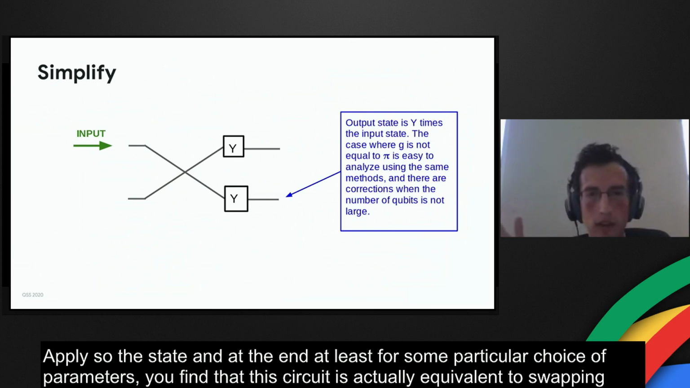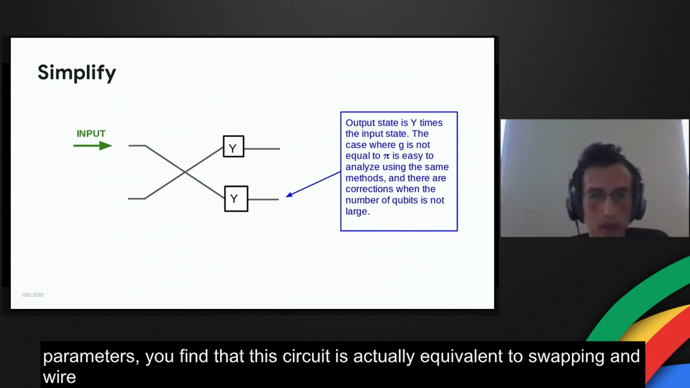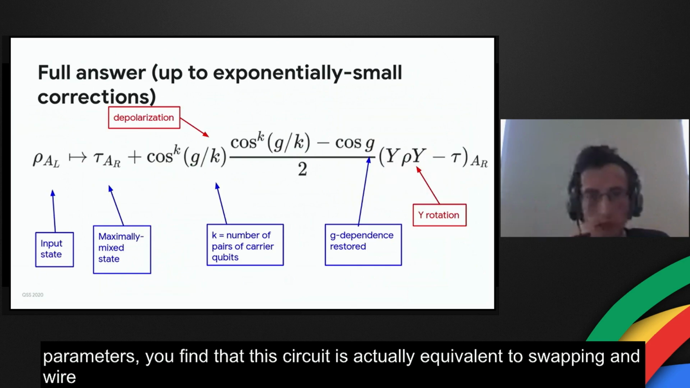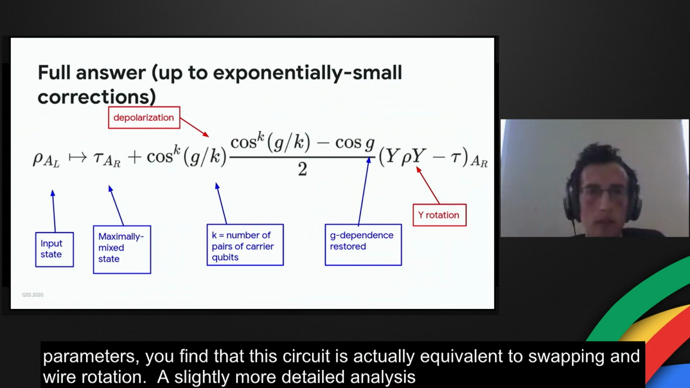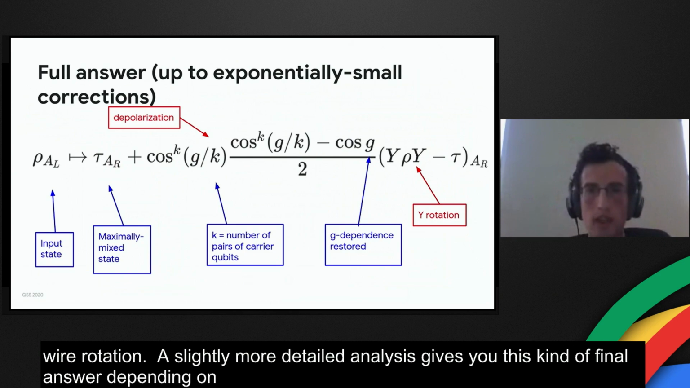And so indeed, in that case, the output qubit would be the same as the input qubit, at least up to a Y rotation, which is something predictable. But this is a non-trivial thing that would be hard to expect beforehand, and it came from the quantum gravity language. A slightly more detailed analysis gives you this kind of final answer, depending on the number of carrier qubits and the coupling G. And so you can imagine doing some kind of experiment to test this answer.